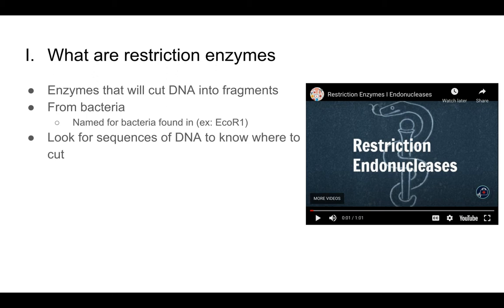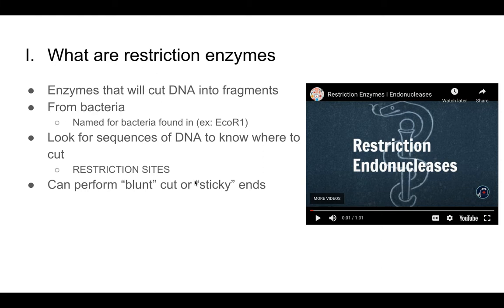Restriction enzymes will essentially scan a segment of DNA, and they're looking for specific patterns in the DNA to know where they're going to make cuts. And when they find those patterns, they make a cut. These sequences are called restriction sites. So this EcoR1, this bacterial enzyme found in E. coli, would make a cut at restriction site 1 in that particular E. coli's bacterial sequence.